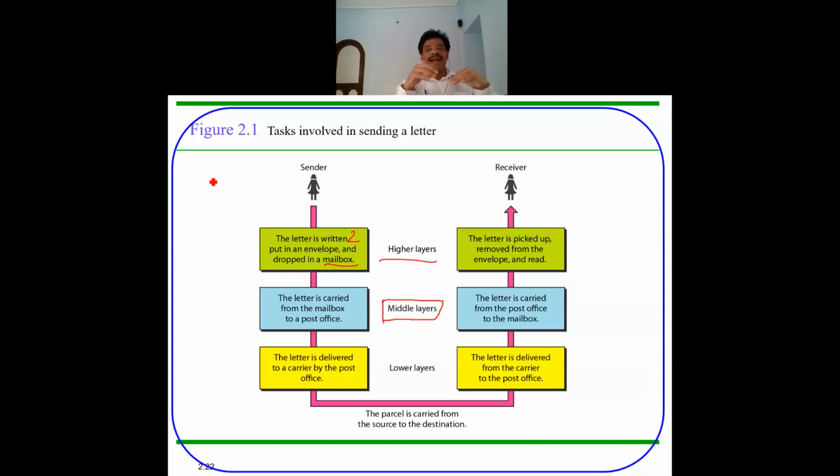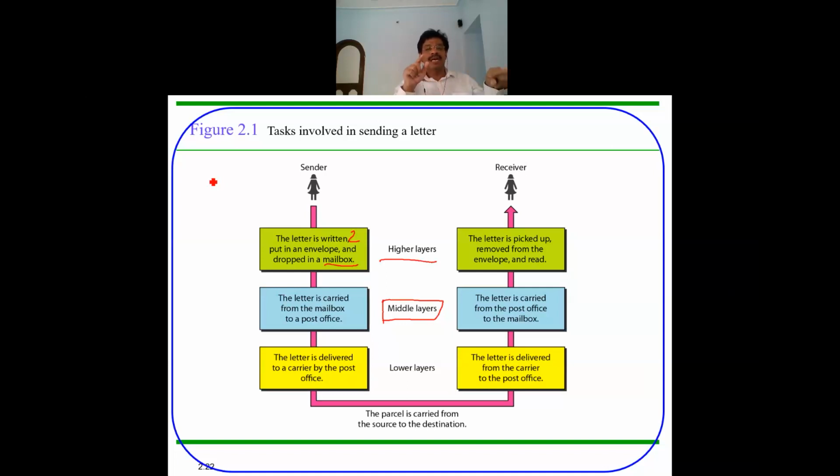Then at the middle layer, the letter is picked up by the letter carrier and delivered to the post office. Some person is assigned who will pick up the letters from the post box and take all those letters from the mailbox to the post office. These are the tasks that are performed by the middle layer.